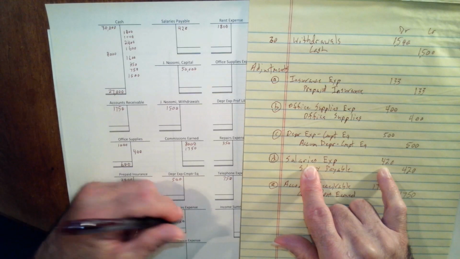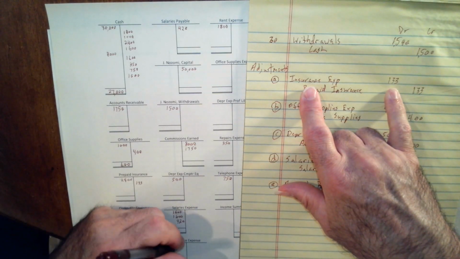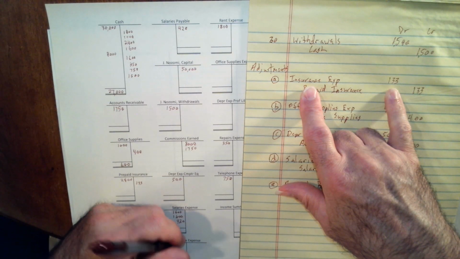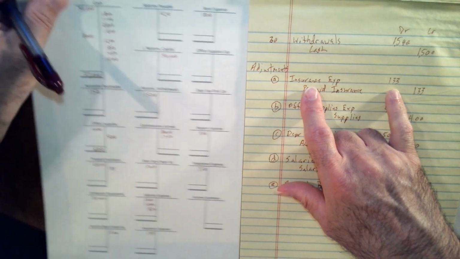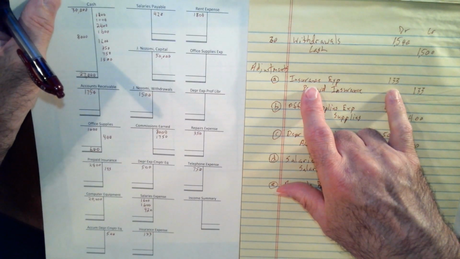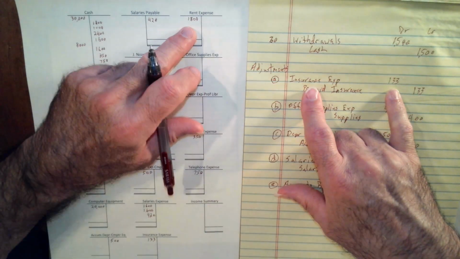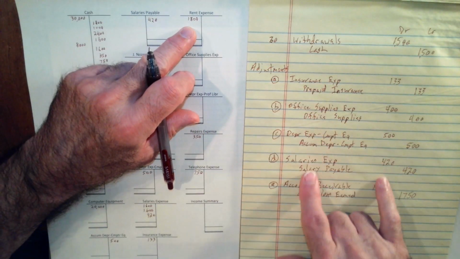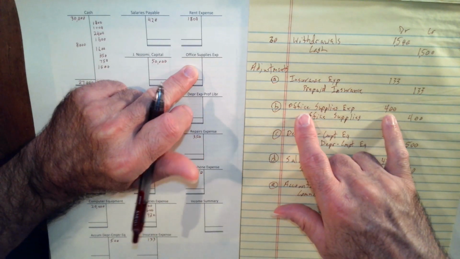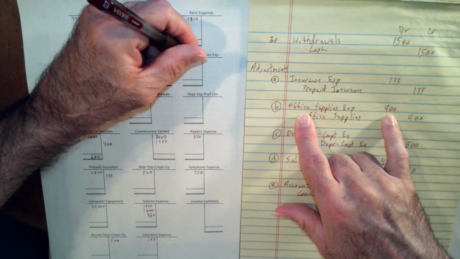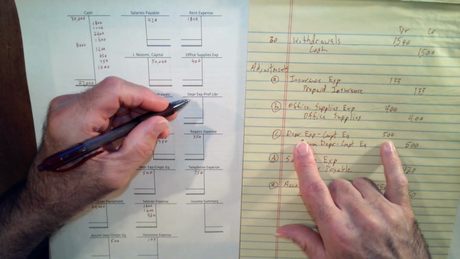And I think I had insurance expense, did I? Yes, I did. Insurance expense, debit $133. I don't know if you can see that from way down here, but there it is. Okay, rent expense. Did I have any rent expense? I don't think I did. No, I didn't. Office supplies expense, yes. Office supplies expense of $400 debit. Depreciation expense, yes indeed, $500 debit.